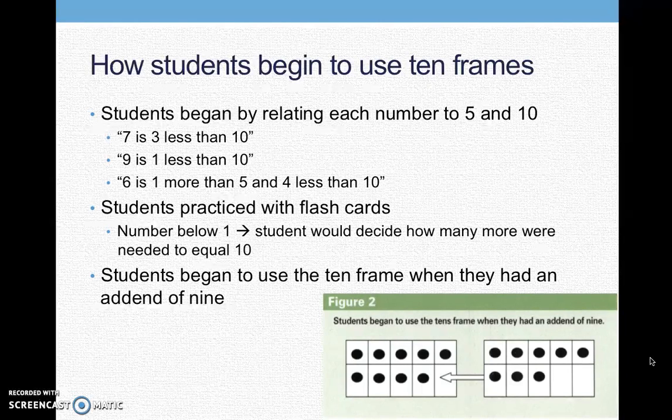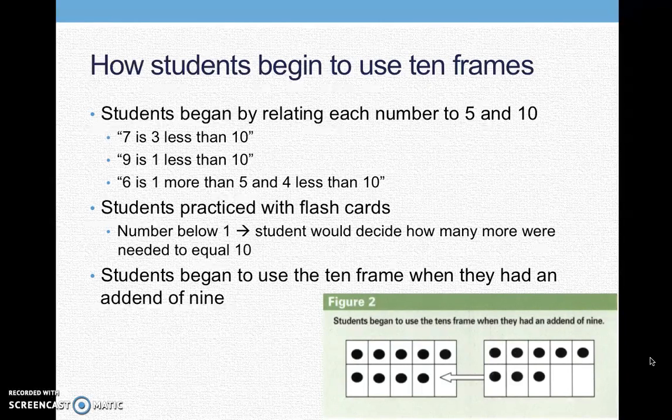So as you can see in figure 2, there's an add-in of 9 and we are adding 8. The student would carry 1 of the 8 over to the 9, so that it is equal to 10. Since they took 1 away, there would only be 7 dots left in figure 2. This shows students that they can make a group of 10 and then add on what is left.